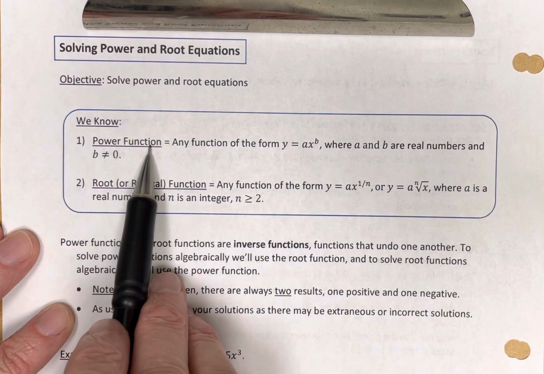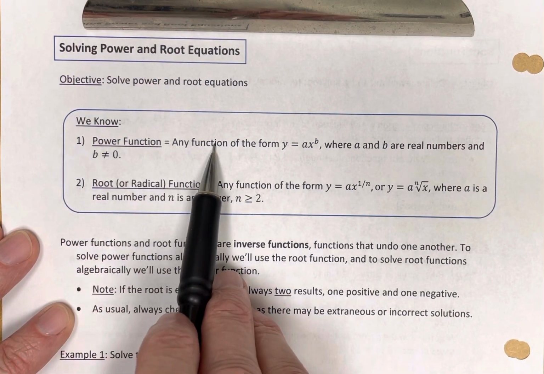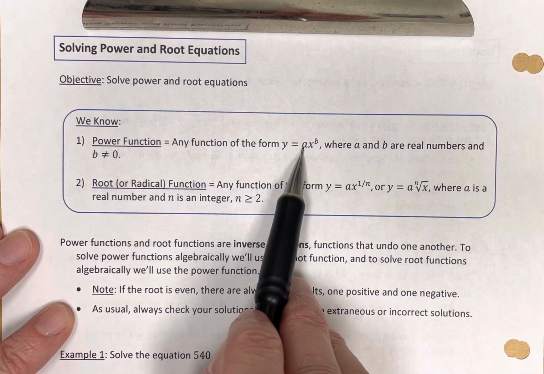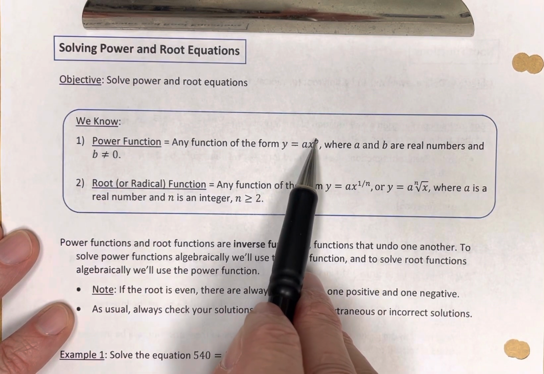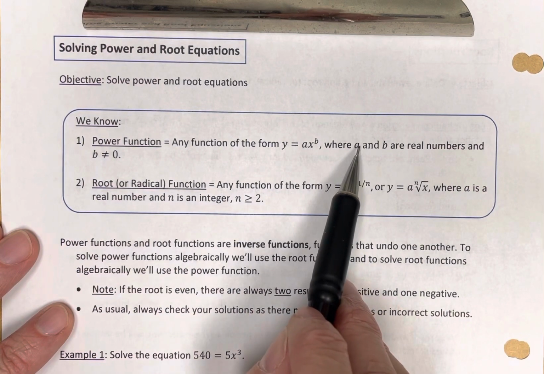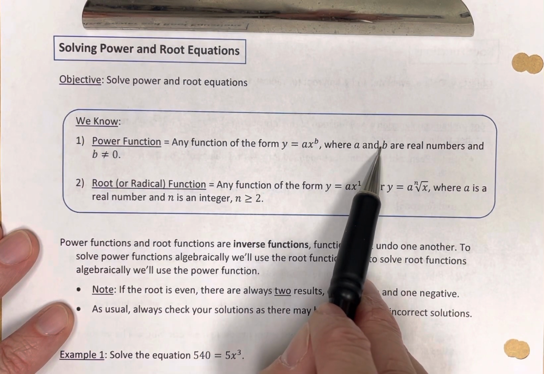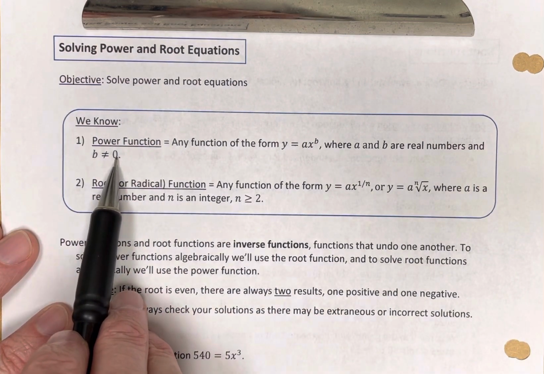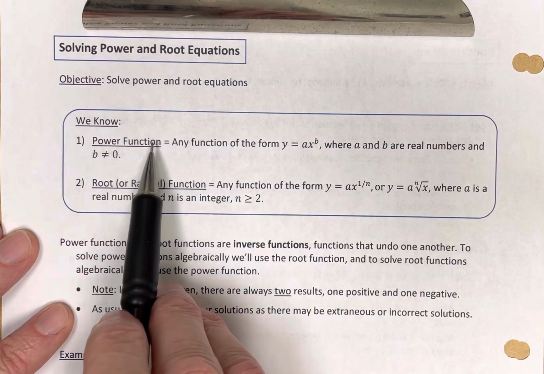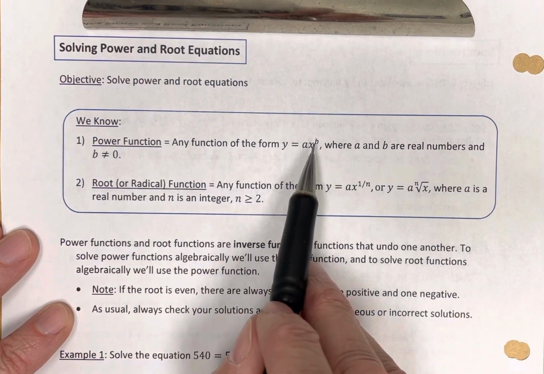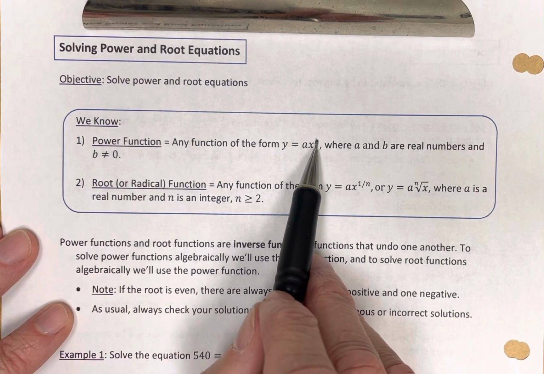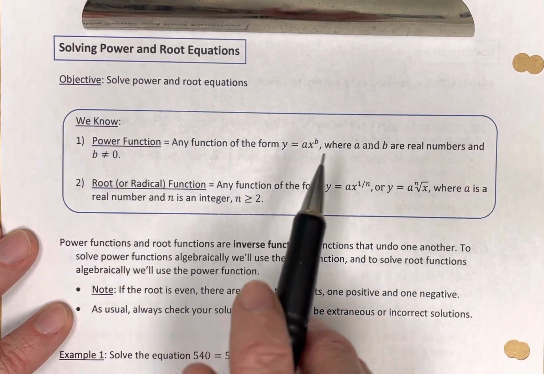We know what a power function is. Any function of the form y equals a coefficient times x to the exponent, where the coefficient and the exponent are real numbers and the exponent is not equal to 0. Again, as a reminder, your power functions have an exponent, but the base is the variable. The exponent is a real number.